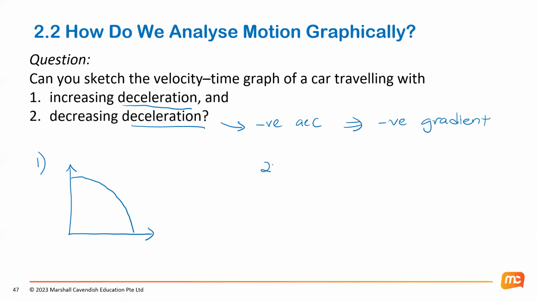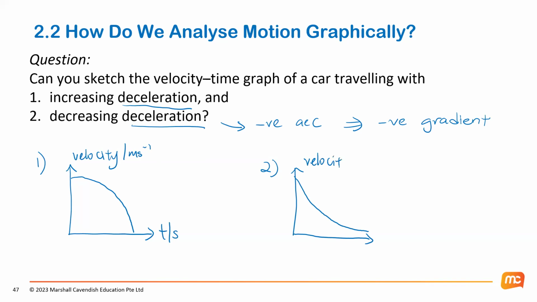Then for the second question, decreasing deceleration. Again, it must be sloping down, but in this case, I am like that. Decreasing means I'm getting more and more gentle. So this will be my velocity time graph. Every time you do a sketch, remember to label your axes. What is the y-axis representing and what is the x-axis representing? You usually need to write the quantity and the units.